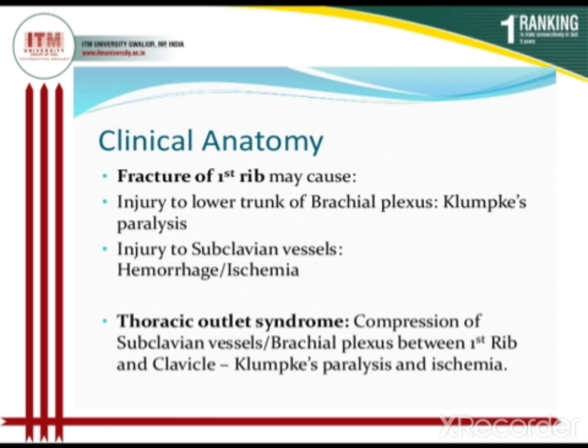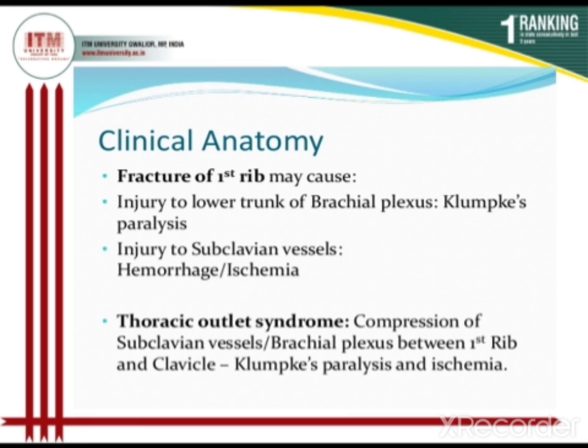Both are very debilitating conditions. There is Klumpke's paralysis because it is an injury to the lower trunk, and we have already studied Klumpke's paralysis in the brachial plexus injury and the clinical anatomy of the brachial plexus. Ischemia is when there is reduced blood flow to any part that the vessels supply, here the subclavian arteries. So ischemia is due to reduced blood supply to the areas. That is ischemia.